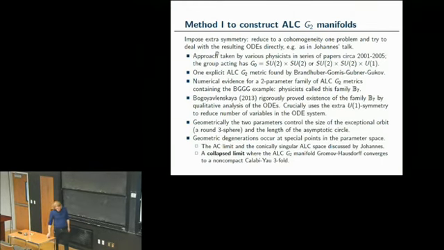So the other possibility is that you allow the size of your circles, the asymptotic circles, to shrink. And then you expect that there's a collapse limit where this ALC G2 manifold, Gromov-Hausdorff, converges to some non-compact Calabi-Yau.